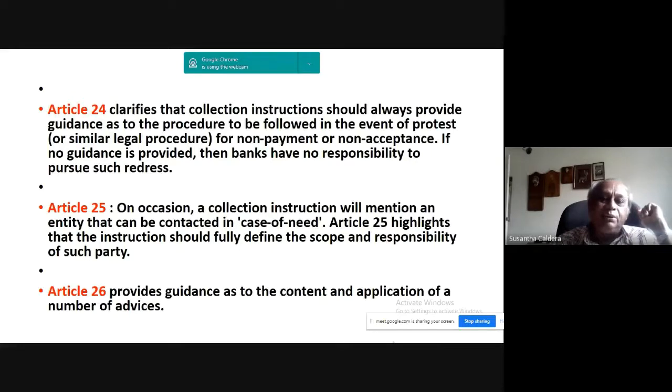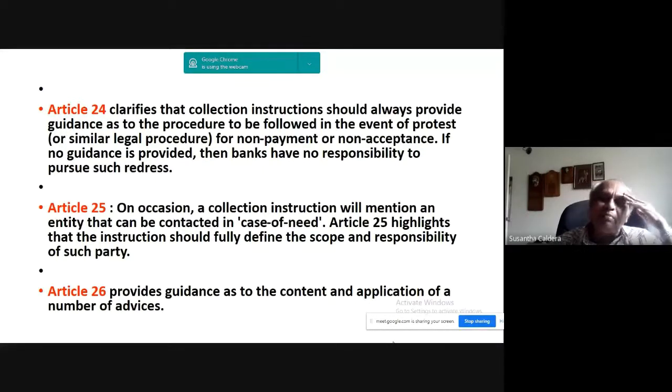In Article 25, on occasion, a collection instruction will mention an entity that can be contacted in case of need. Article 25 highlights that the instruction should fully define the scope and responsibility of such party. They have to mention it. Otherwise, we will not act on that.